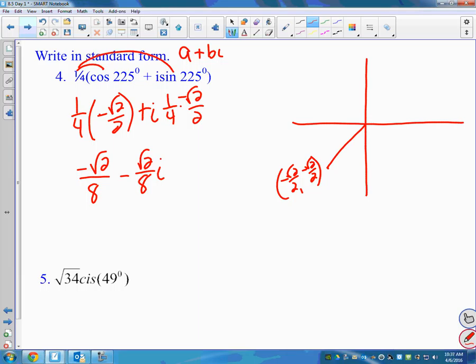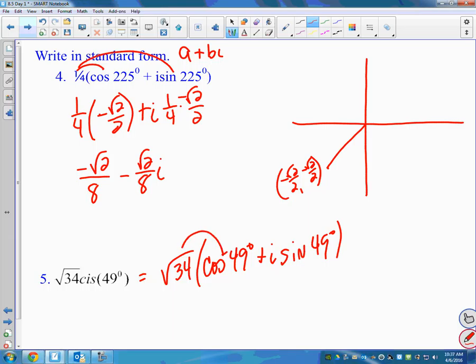If they give it to you in their simplified form, which is what they're going to give it to you in, you have to know what that stands for. Cis of 49 degrees. 49 degrees is not in my unit circle, which means you can give me decimals on this. But this is the same as if I would say the square root of 34 times cosine of 49 degrees plus i sine of 49 degrees. So you have to kind of know what that cis stands for. And then you're just going to take the square root of 34 times cosine of 49. Square root of 34 is gross. Cosine of 49 is gross.